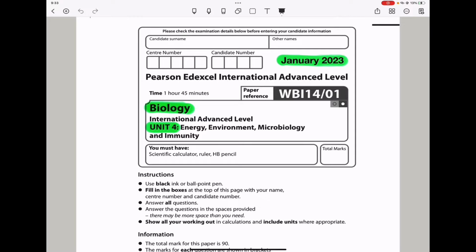Today we're doing the Pearson Edexcel International A-Level Biology Unit 4 for January 2023. Let us begin with the first question.